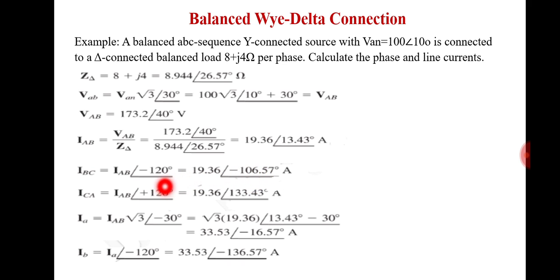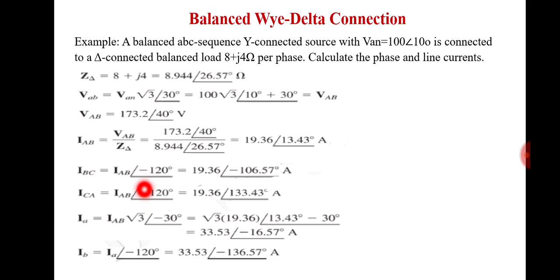Now ICA is equal to IAB with angle 120 degree. Now put the value of IAB. So here 19.36 with angle 13.43 and here angle 120. So the addition of this angle becomes 19.36 with angle 133.43, means ICA is equal to 19.36 with angle 133.43 degree ampere.